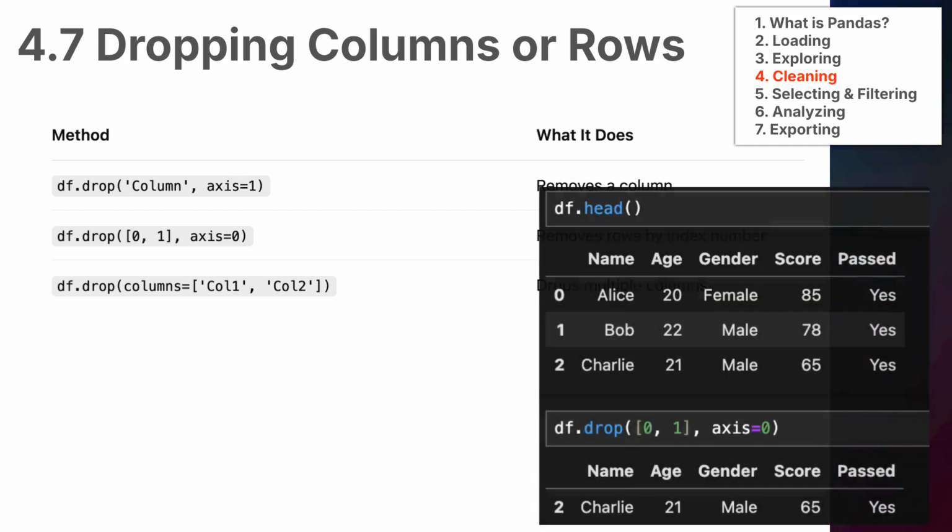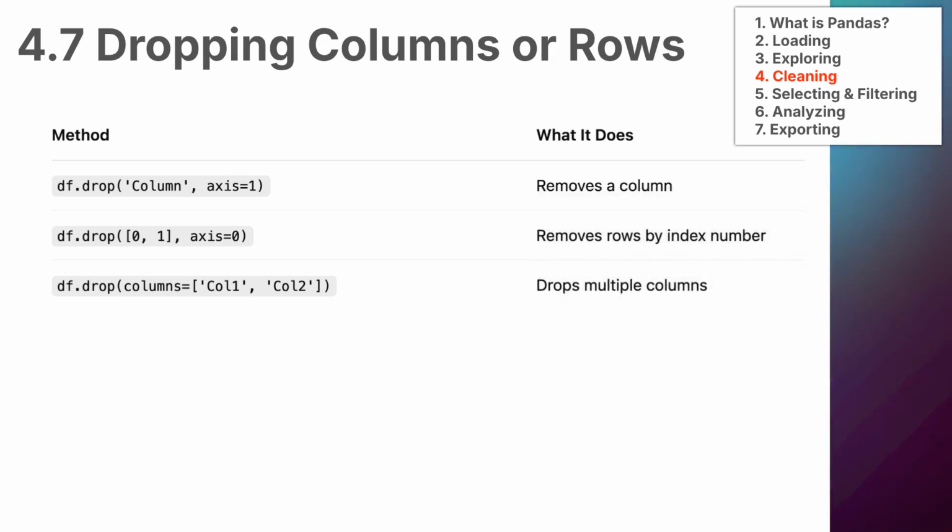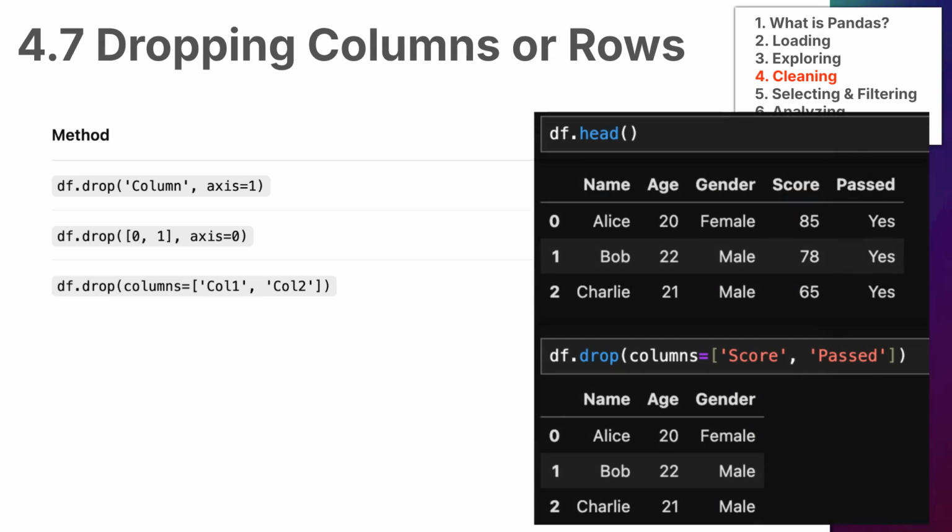Next, drop rows. This removes rows based on their index number or row labels. In this case, it removes the first 2 rows. It's useful when you spot incorrect or duplicate rows and you want to remove headers or test data. Next, drop multiple columns at once by listing them. This is cleaner and more readable than writing axis equals 1 when dropping multiple columns.